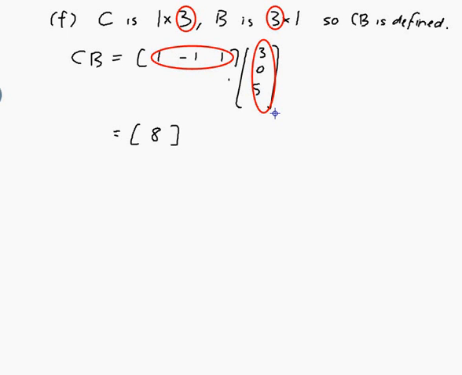Alright, so the next one would be G. So G was B plus C. So let's just have a look at the sizes of B and C again. B is 3 by 1. C is 1 by 3. And for addition, they have to be the same size, which they're not. This is 3 by 1 and this is 1 by 3. They're different sizes, so they can't be added. So B plus C is undefined.